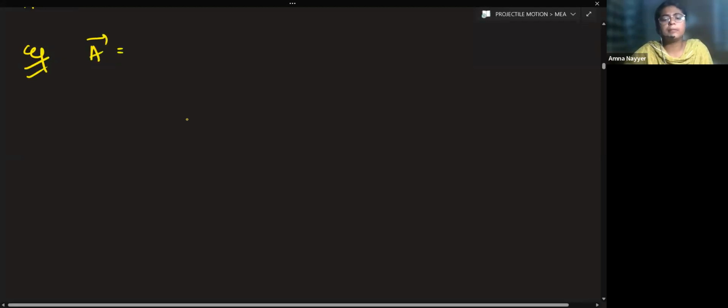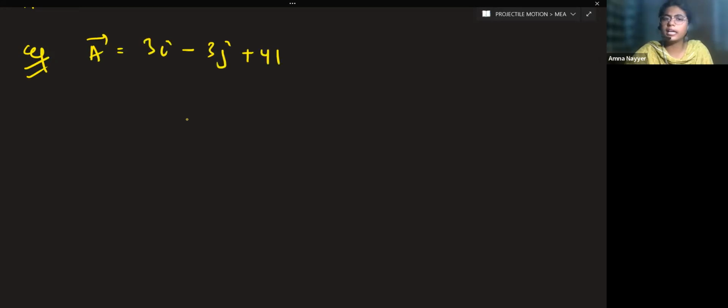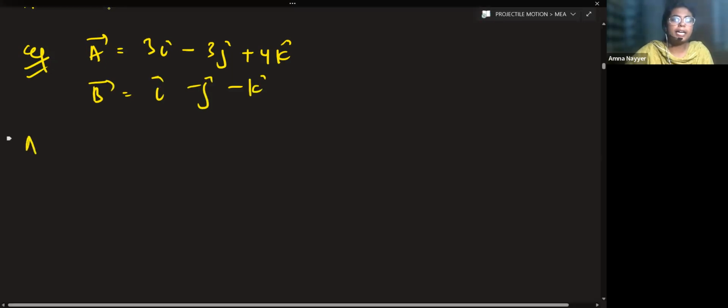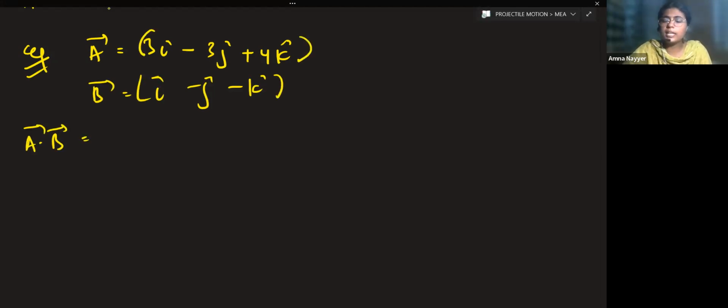Example, A vector is 3 I cap minus 3 J cap plus 4 K cap. Randomly I have taken any vector. B is I cap minus J cap minus K cap. Fine. Now A dot B when I'll write, when I'll take the dot product of this and this, these two will get multiplied. Aisha, can you try the first one? What should I write over here?